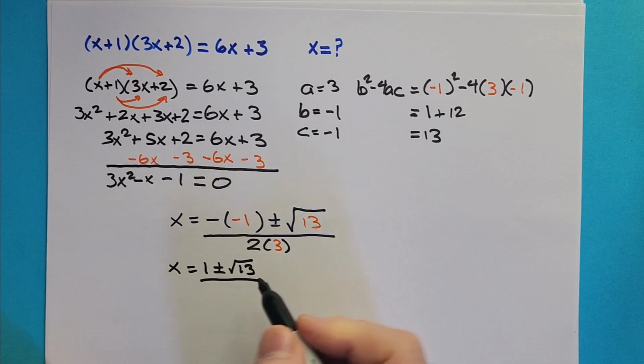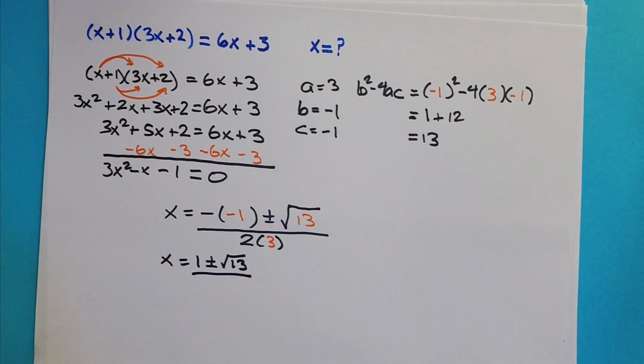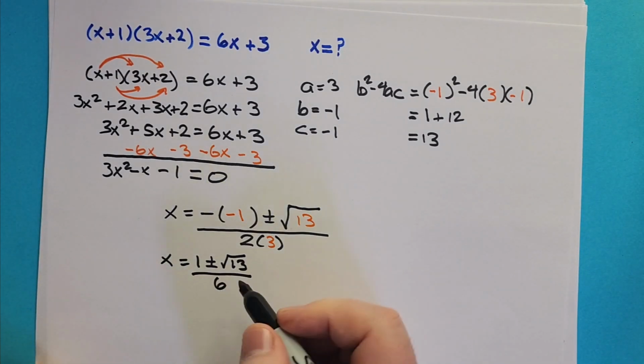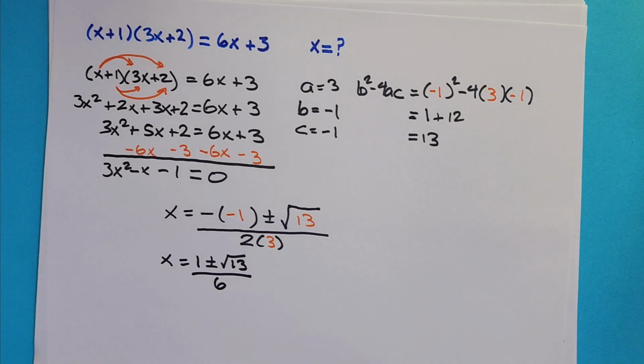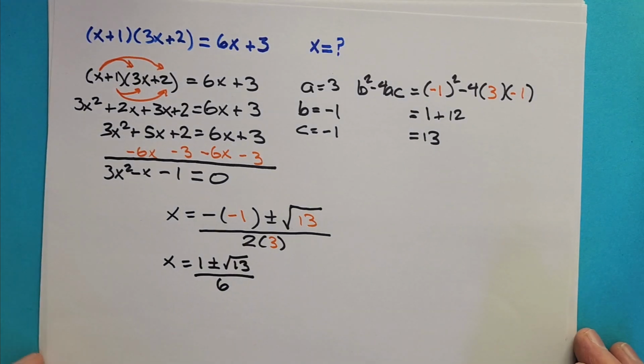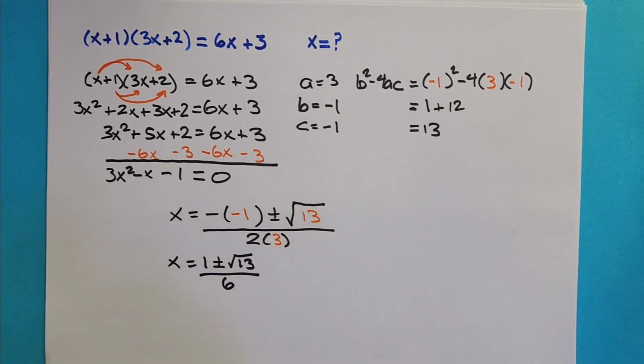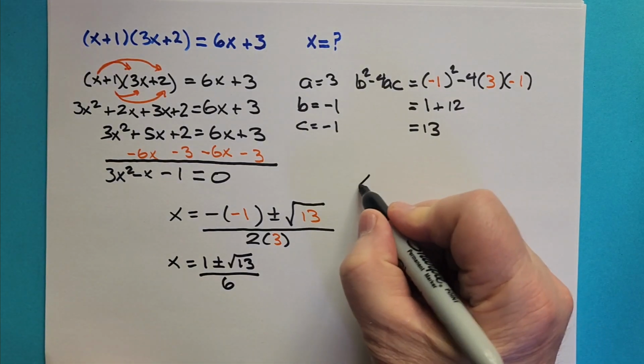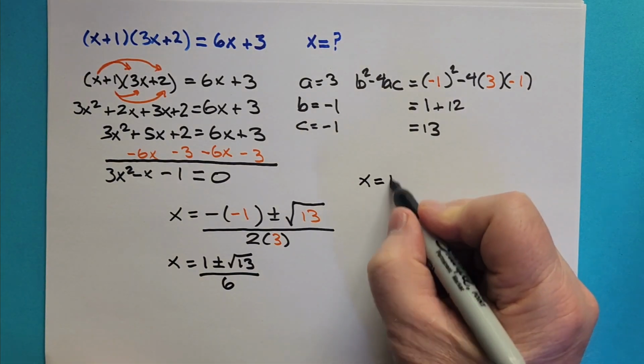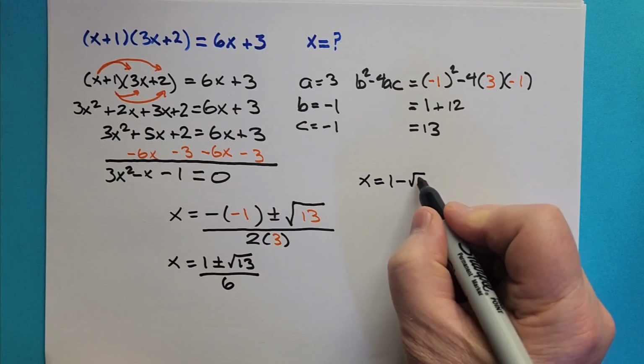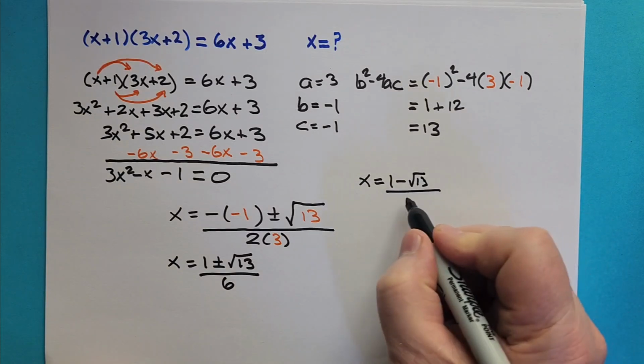There is no way to simplify root 13 in terms of radicals. So those are our two roots right there. So I'm going to write them out as individual roots, and while we're at it, do the approximations. So one root is x is equal to 1 minus the square root of 13 divided by 6.